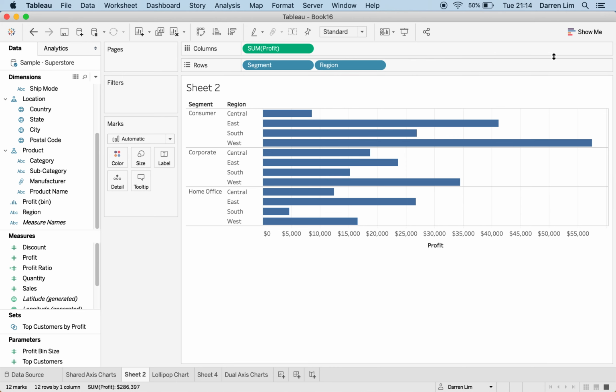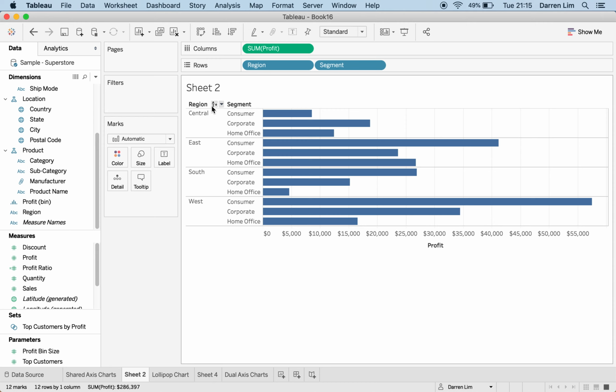Now, what if your CEO tells you, hey, I want to know which product is the best in which region? Now, we can look at this chart and we can roughly compare central here, and central here. But let's try something else. We switch the positions of segment and region in our rows and columns. So all we have to do is drag region over to the left hand side of segment. And there we have it. Essentially what you are doing is switching region and segment. So now we can look at central region, consumer, corporate and home office, which one is the most profitable.